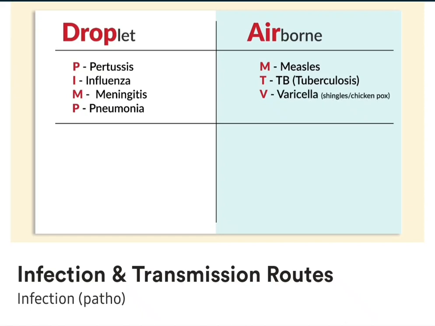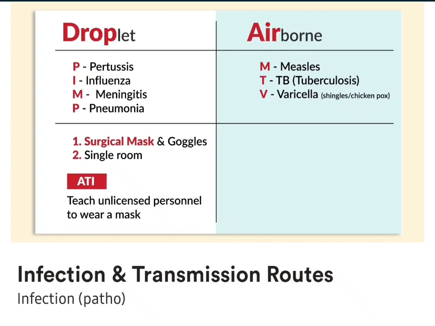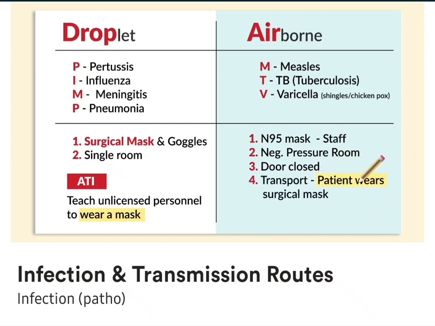Now, a lot of test questions come from PPE here, so write this down. For droplet precautions, number 1 is surgical mask and goggles, and number 2 is a single room. Now, ATI mentioned that we teach unlicensed personnel to wear a mask. And for airborne precautions, the number 1 thing is staff must wear N95 masks. The patient has to be in a negative pressure room, the door must be closed, and here is a tricky one, write this down. When you're transporting, the patient must wear a surgical mask.